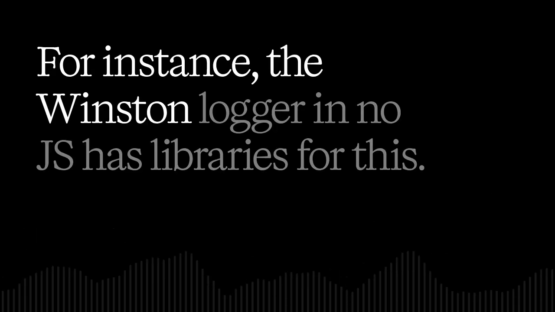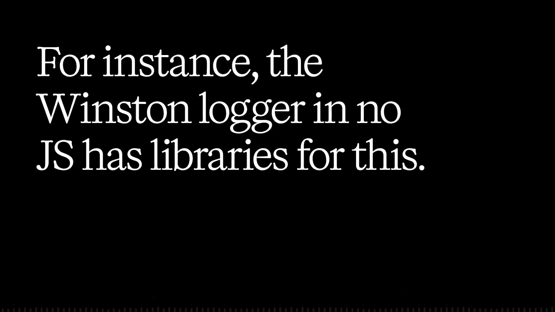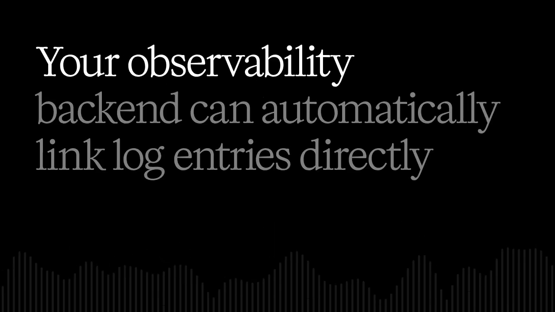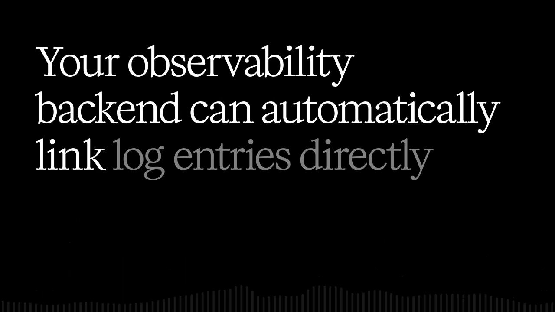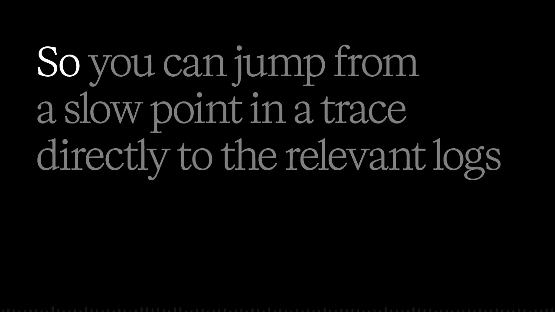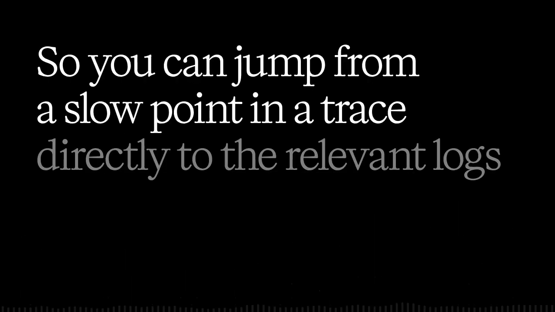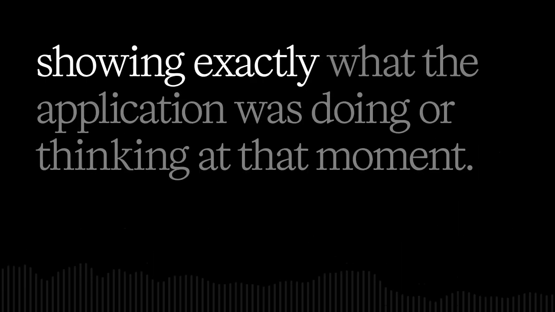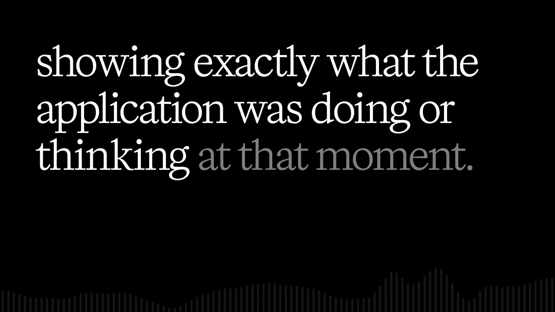For instance, the Winston logger in Node.js has libraries for this. When your logs have these IDs, your observability backend can automatically link log entries directly to the specific trace and span during which they occurred. So you can jump from a slow point in a trace directly to the relevant logs, showing exactly what the application was doing or thinking at that moment.